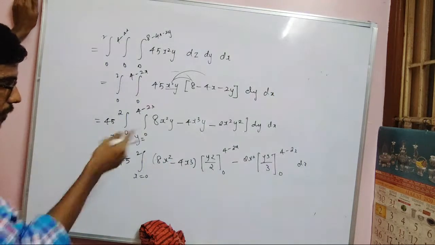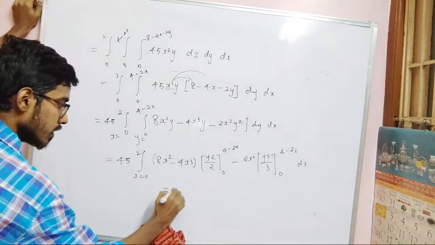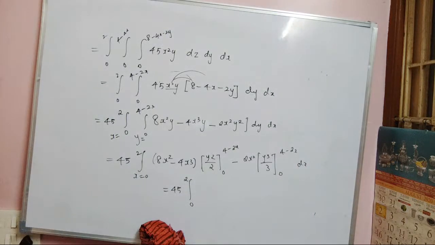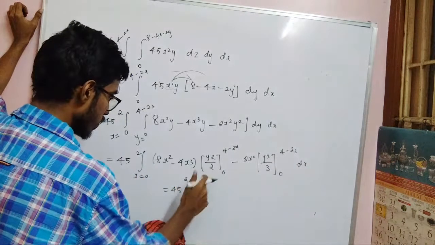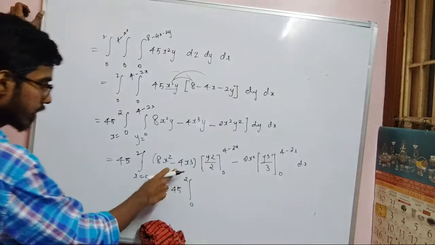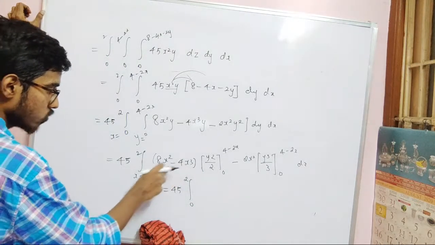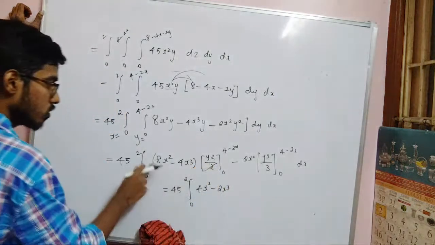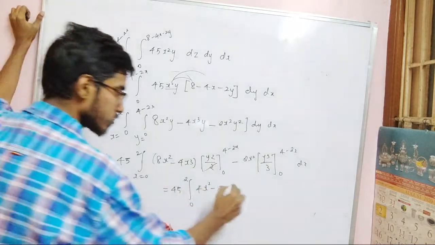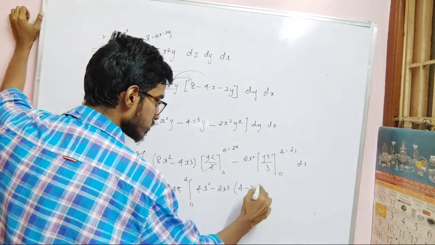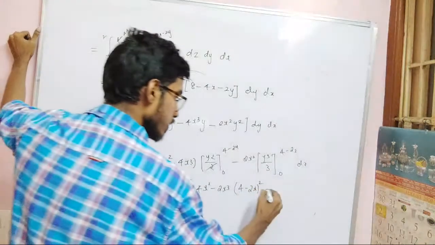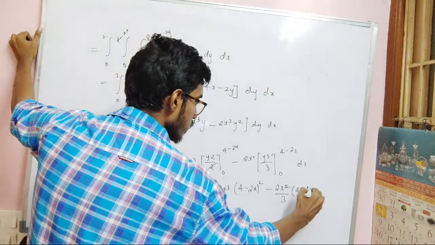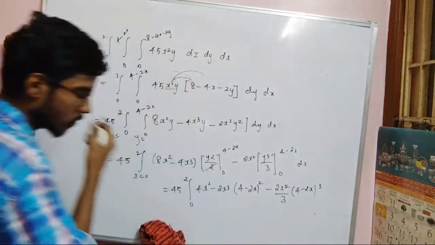Now we need to apply the upper limit and the lower limit. So this will be 45, integral 0 to 2. I can take 2 outside, so we have 4x square minus 2x cube, and this 2 and this 2 will get cancelled. So we have y square, and y square is 4 minus 2x whole square. Again here we have minus 2x square by 3 into 4 minus 2x whole cube.